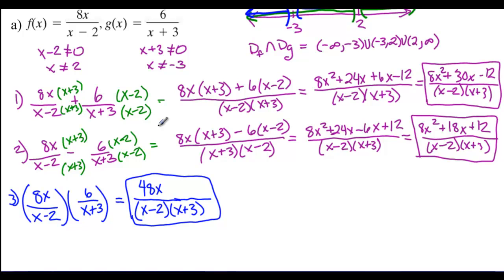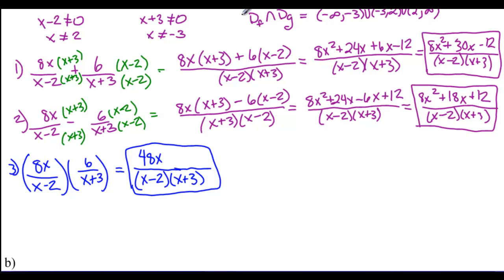And again, 1, 2, and 3 all have the same domain, where the domain of f and the domain of g intersect. All right, one more. Let's look at 4. The fourth part, we're going to divide. So I want to point out that f over g is the same thing as f divided by g. Because we're dealing with rational expressions, writing it out this way is going to make more sense. So we're going to have 8x over x minus 2 divided by 6 over x plus 3.